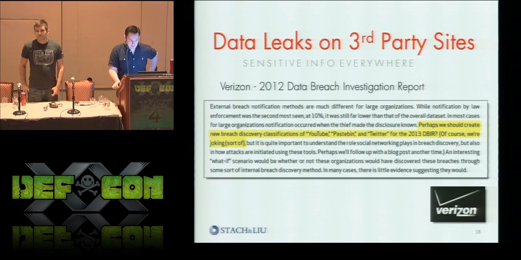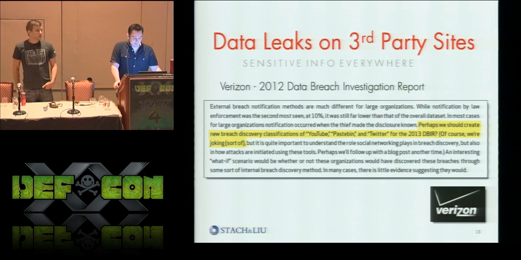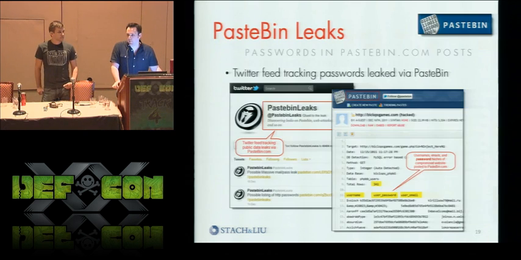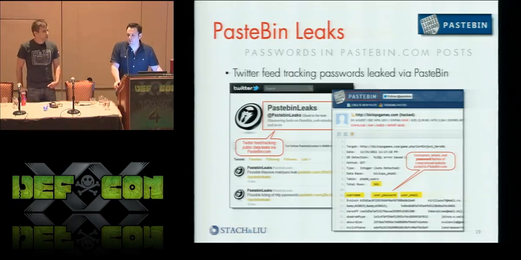And just looking at the Verizon data breach investigation report from this past year, they kind of jokingly put out there that perhaps we should create a new breach discovery classification of YouTube and Pastebin and Twitter, given the raw amount of data dumps from compromises out there on Pastebin and things of that nature. Noting that a large percentage of people finding out that they've had an incident only comes once people brag about it on Twitter or dump all the emails and passwords on Pastebin or something of that nature.